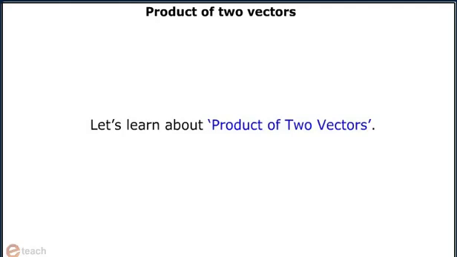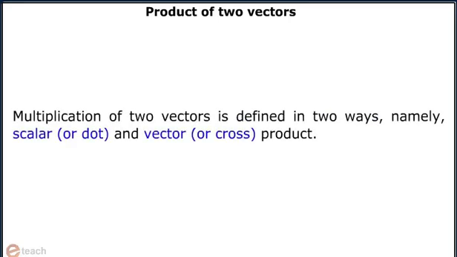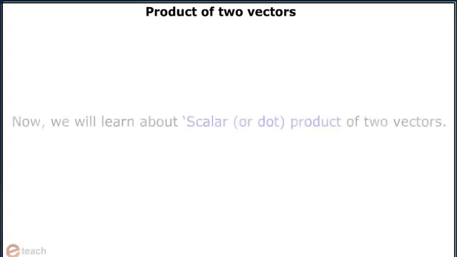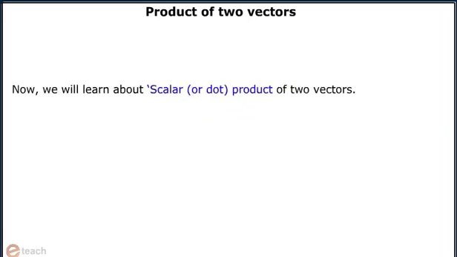Let us learn about product of two vectors. Multiplication of two vectors is defined in two ways, namely scalar or dot product and vector or cross product. Now we will learn about scalar or dot product of two vectors.